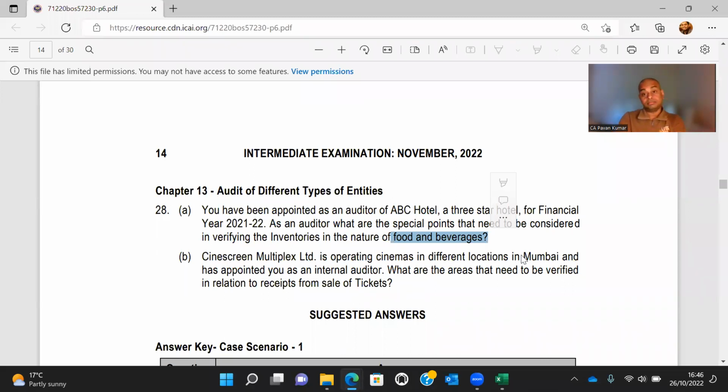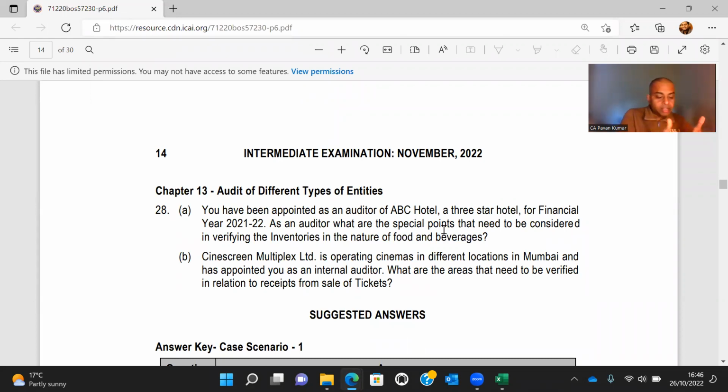Very interesting. How do you conduct audit of food and beverage? No, it is not that question. The question is, what are the special points that need to be considered? That means what? Internal control systems on food and beverages, you need to write first.